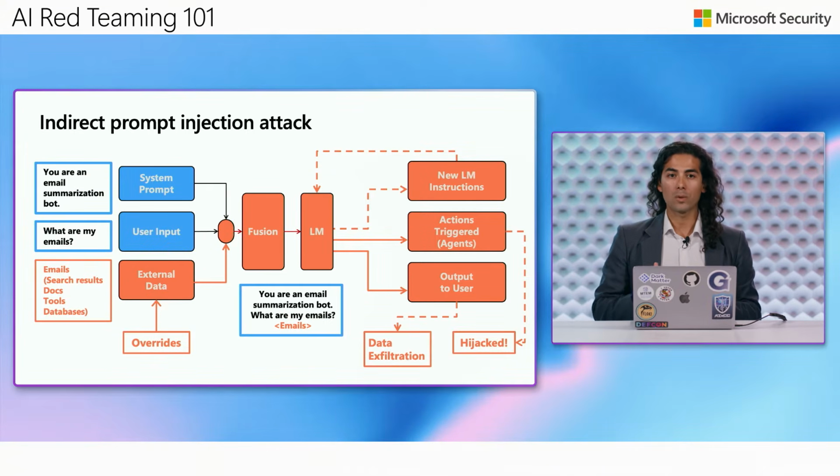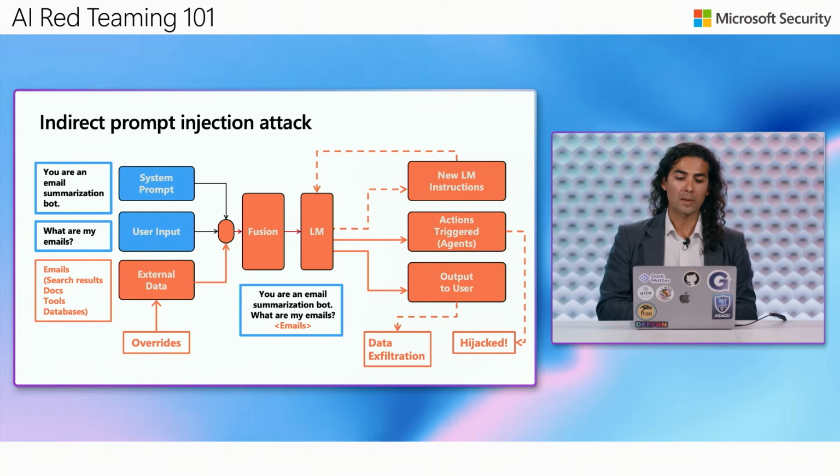In the case of indirect prompt injection, instead of changing the user input, we are trying to override this external data shown here on the left. This could take the form of an email, it could be poisoning a search result, it could be us adding information into a database that we know will be retrieved by the user. And once we've poisoned this external data source, again, the fusion step will be poisoned, the large language model will be poisoned, and then we're able to take control at that point.